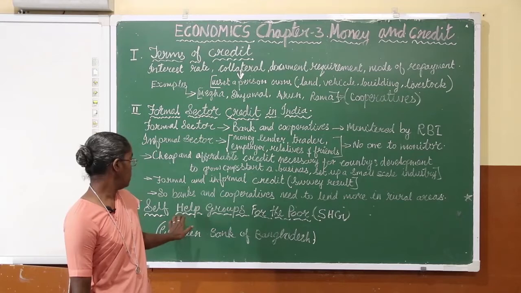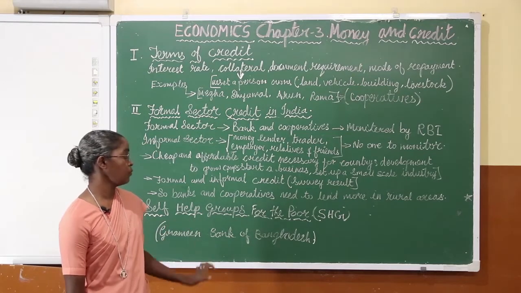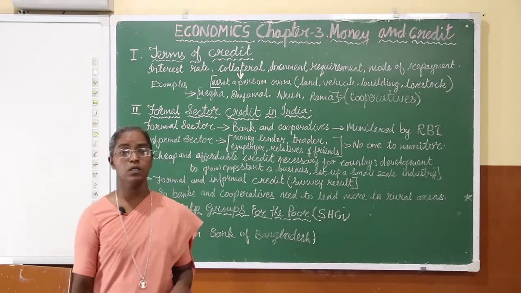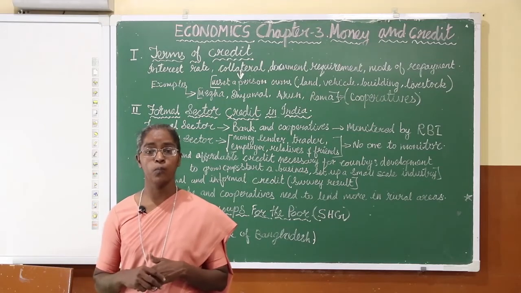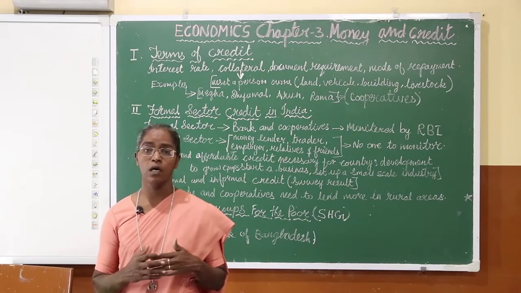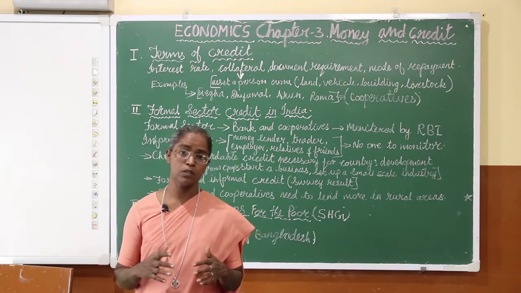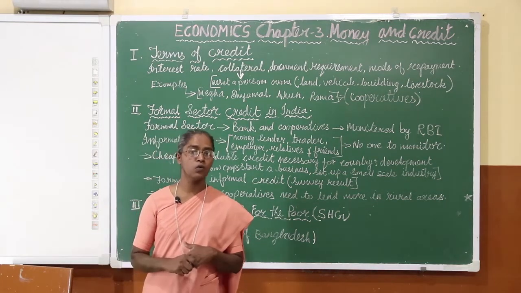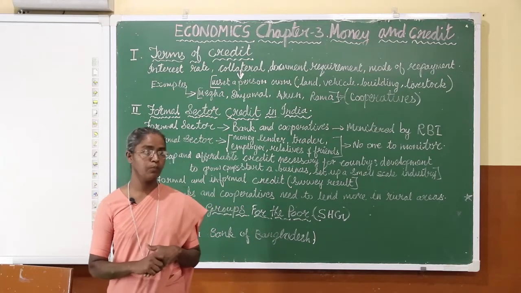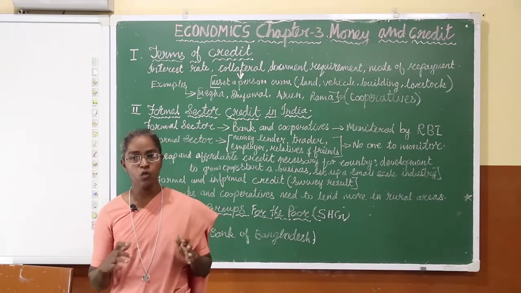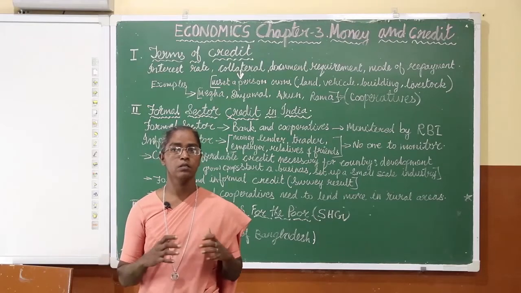And the next one is self-help group for the poor. That is the last topic in this chapter, self-help group. Now, this is a latest idea which came into existence, that is to help themselves by forming a group, self-help, helping oneself. So, it is mostly in the rural areas.